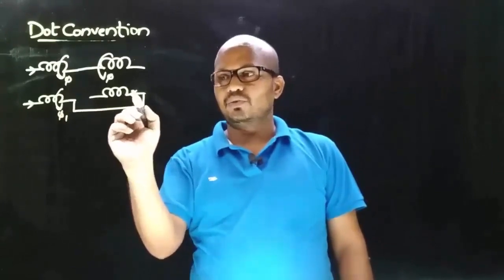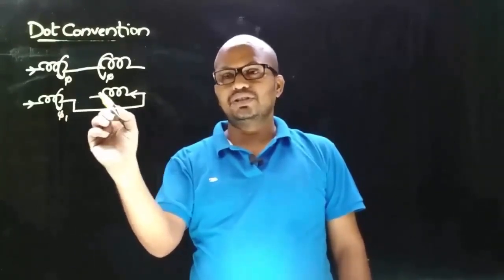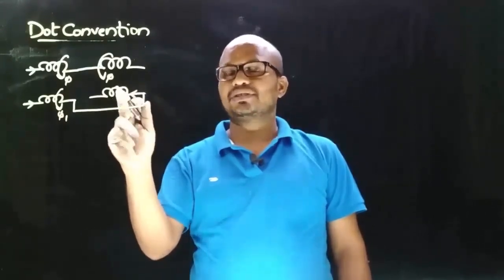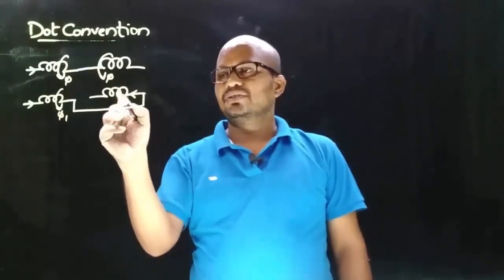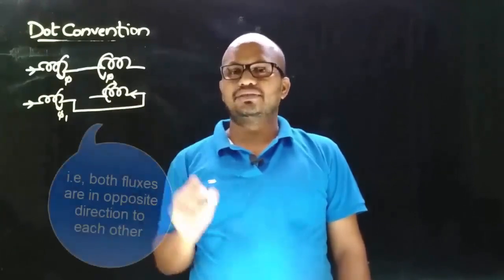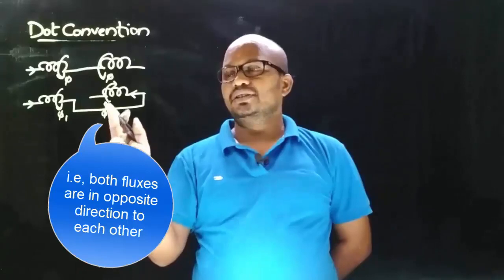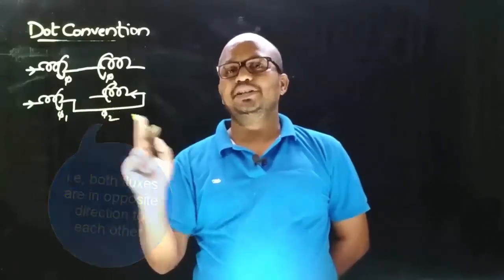Now imagine that you are holding this coil such that the thumb is along the direction of current, then the curl direction of the four fingers represents the direction of flux. So here the flux direction will be like this. Now both these fluxes are subtractive, which means the mutual induced EMF has negative polarity.